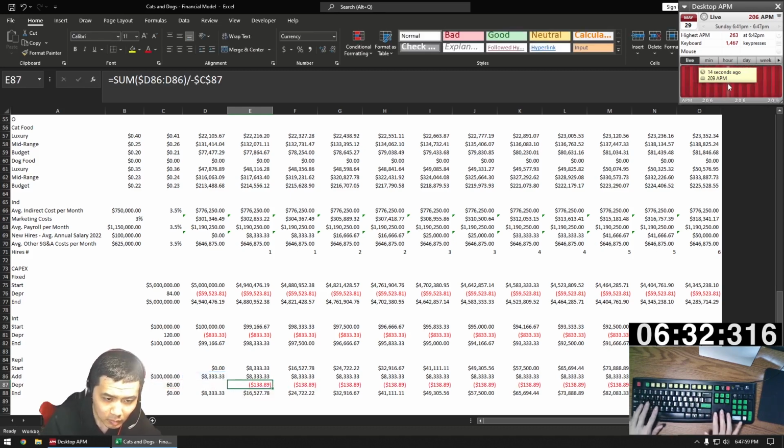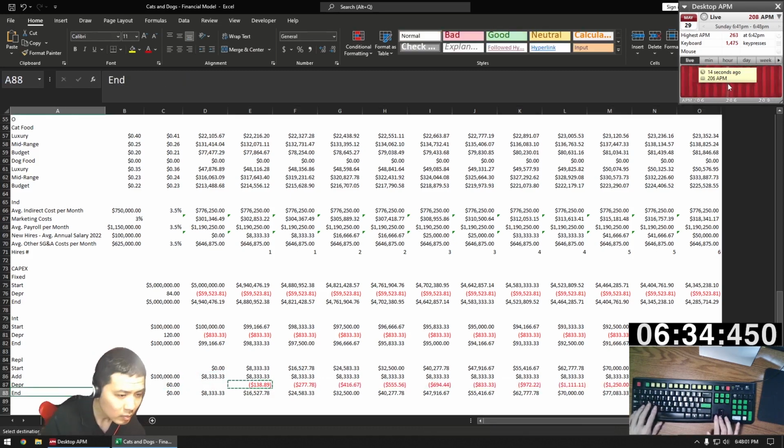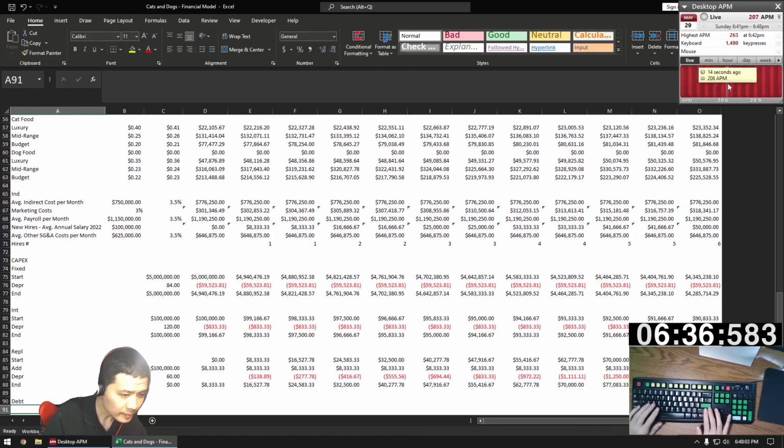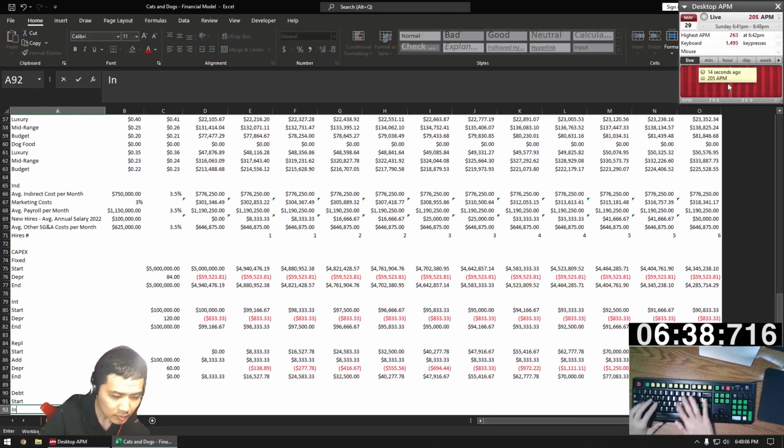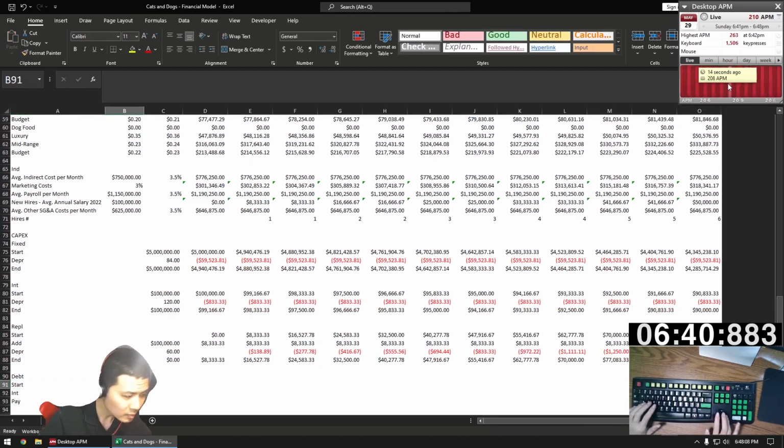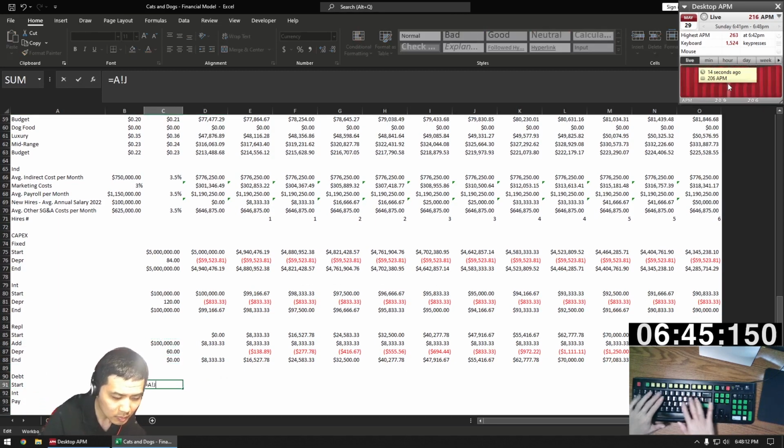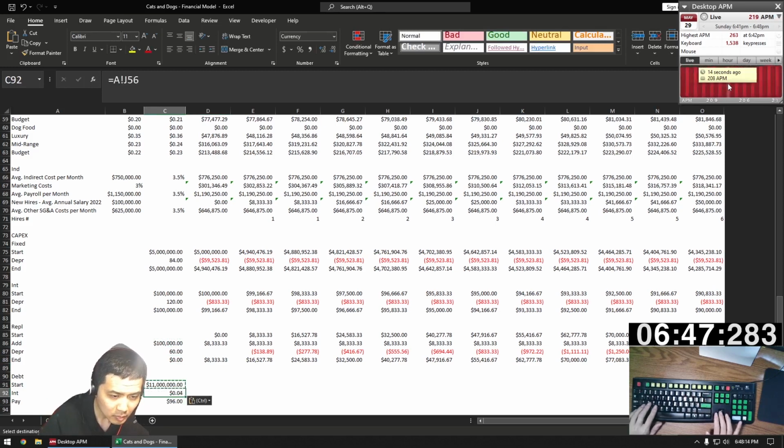Okay, we're going to lock this column and drag this to the right. Copy, paste. Great. Now we have our debt schedule. Now, this one is pretty simple as well. Just one loan. You've got a starting balance. You pay some interest and you pay some principal. And then you get your ending balance.